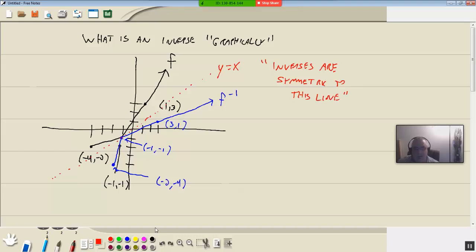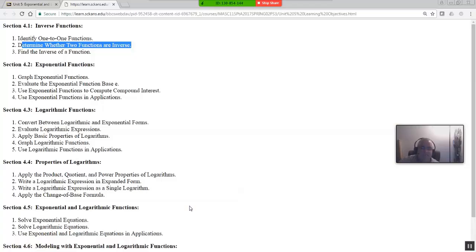So that's how graphically you could determine if two functions are inverses of each other, is if they're symmetric to this line. Now, a very simple way to determine that is if you can take f of x, flip it, reflect it across the line, and it lands exactly on this graph right here, that means that they're inverses of each other. Like I said, I don't draw these very well, but if you use your imagination, if you flip that over, it's going to land exactly on that piece right there. Now let's talk about what an inverse is algebraically.